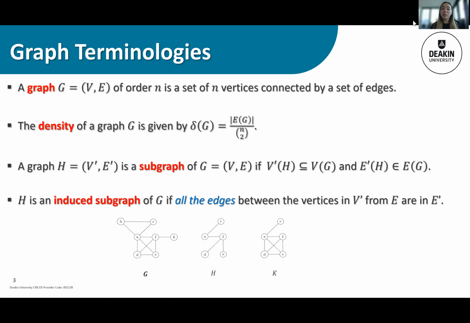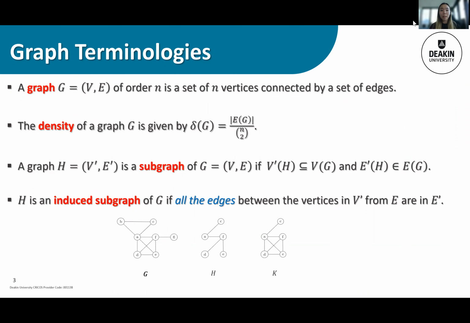Next thing is a subgraph. A subgraph of G is a subset of vertices and edges, whereas for a subgraph to be an induced subgraph, we need to include all the edges that are also in G. As an example to illustrate the difference between the subgraph and induced subgraph, look in the figure. We've got graph G on the left side, and we've got two graphs H and K. H and K are both subgraphs of G. However, only K is an induced subgraph of G.